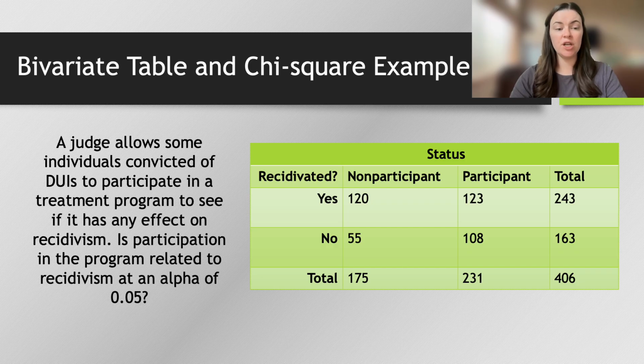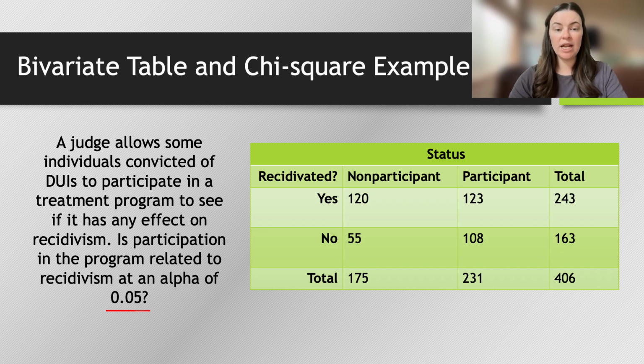Is participation in the program related to recidivism at an alpha of 0.05? So that'll be important for us once we get to Appendix D, because remember, the two elements that we need to establish to determine our critical cutoff are our degrees of freedom and our alpha level.